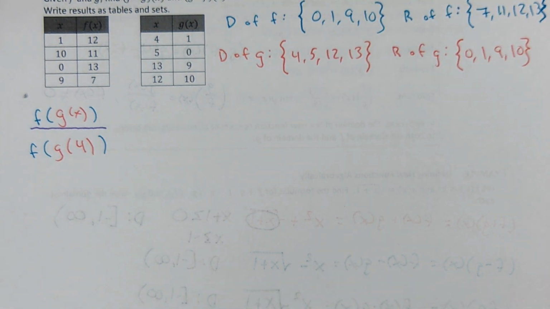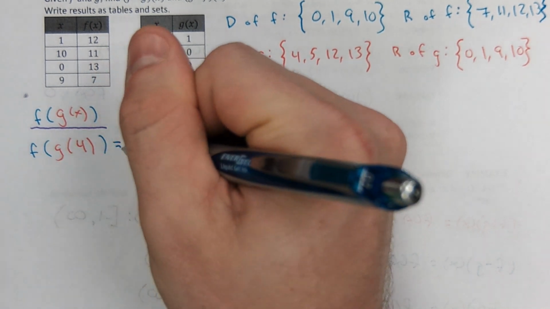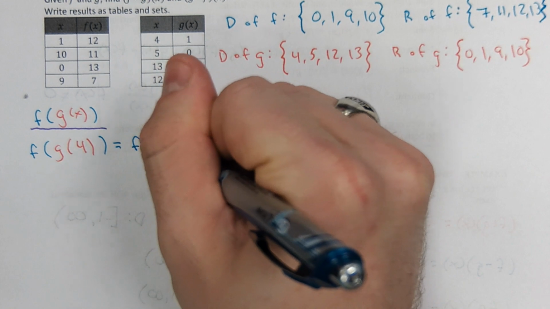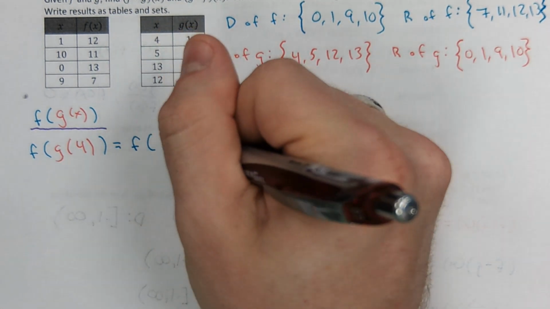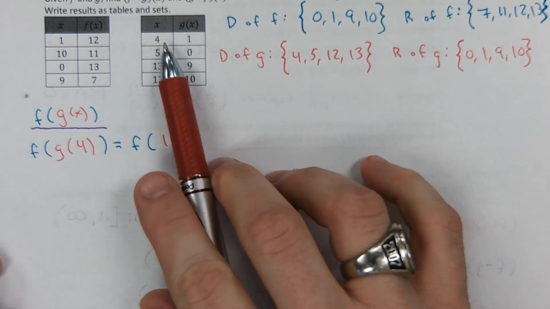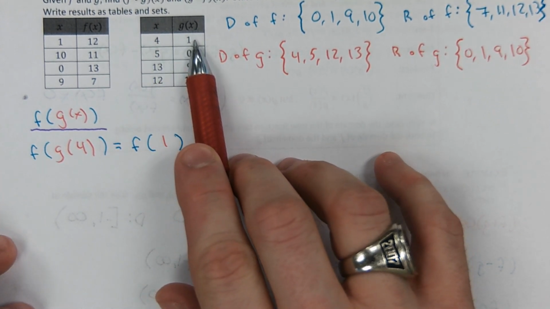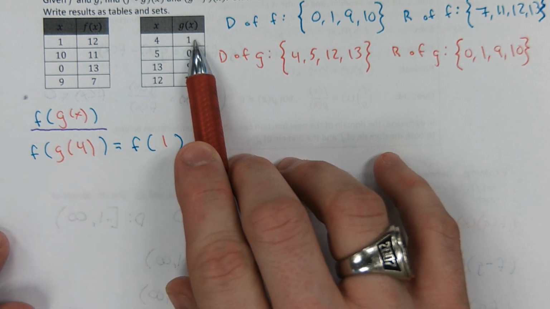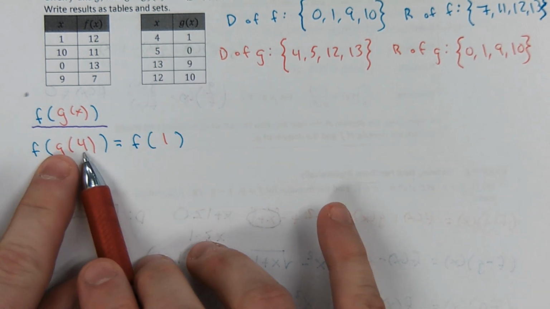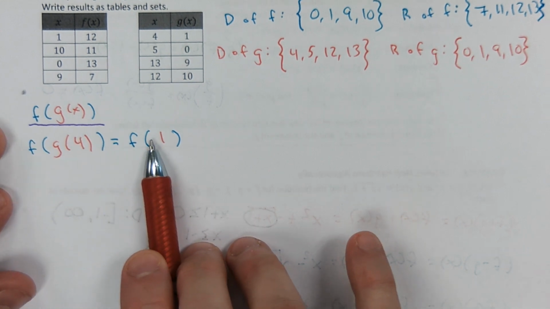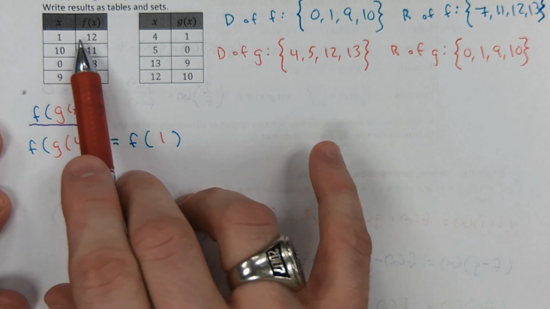But if you look at your table, what is g of 4? What is the value of g when x is 4? Say it. 1, yeah. So this actually says, what is f at 1? Because at x equals 4, g has a value of 1. So f of g of 4 says f at 1, because this equals 1. So what is f of 1? You come to your f table and you go, well, f of 1 is 12.